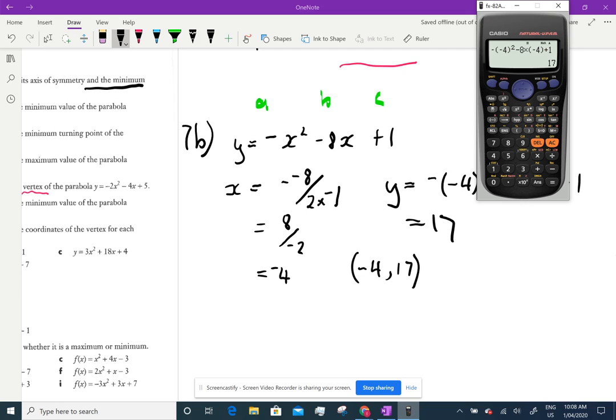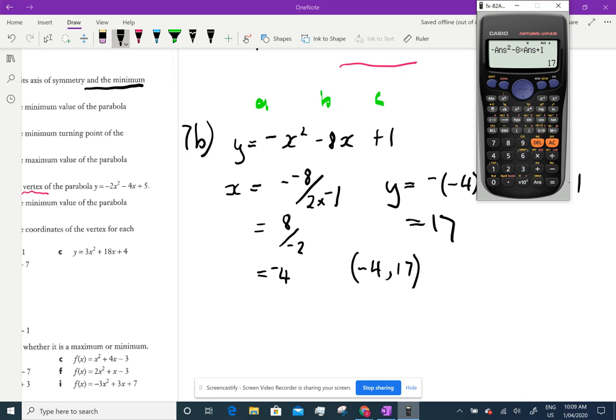I just want to show you on the calculator the way to avoid all that negative and putting things in brackets. If you write -4 and just go equals, when you do this as your answer now, your calculator automatically puts the brackets in. So negative, my answer, squared, minus 8 times my answer, plus 1, 17. Now that's particularly handy when you've got fractions and other things in there. You don't have to keep retyping it in.